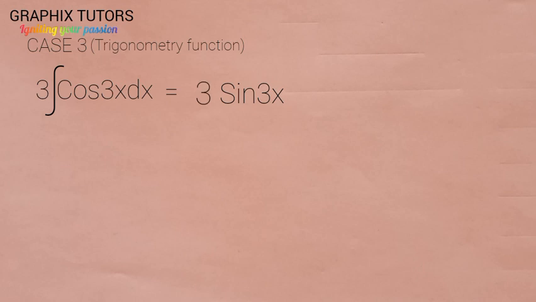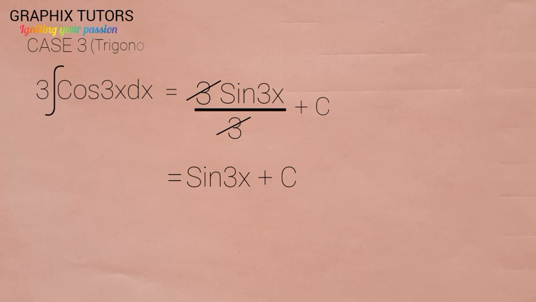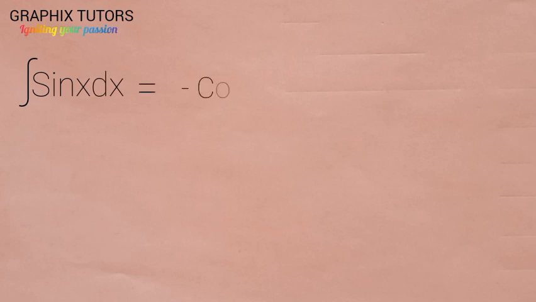Now, you differentiate what's in front of the sine, which is 3x, and that gives us 3. So I'll have 3 sine 3x all over 3 plus c. Now 3 in here, 1; 3 in here, 1. We're left with sine 3x plus c. Similarly, we are told to integrate sine x dx. When you move from sine to cos, it will give you negative cos x plus c. So this is for that function.